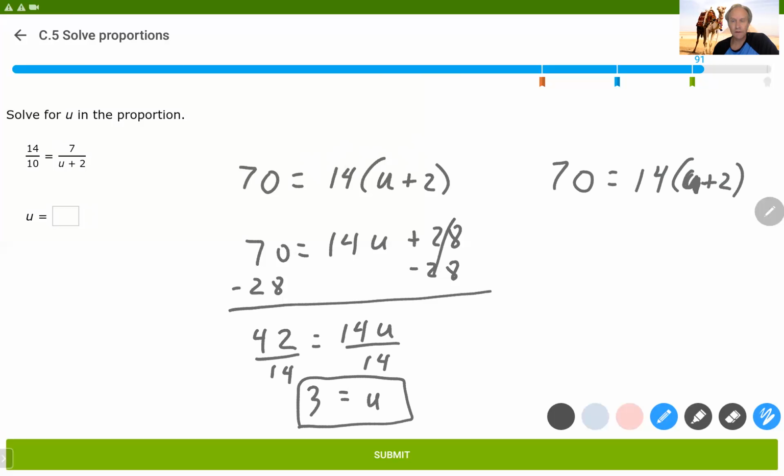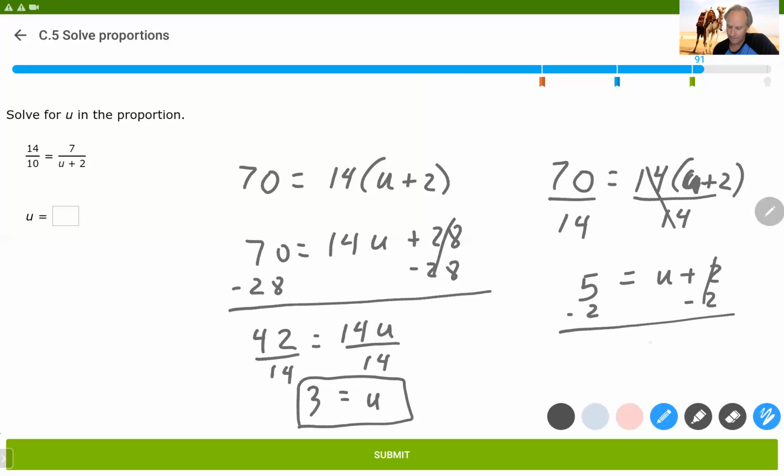In order to solve it, I want to undo those steps. So I'm going to divide by 14 on both sides and get 5 is equal to u plus 2. And then I'm going to subtract the 2. And I think you can see that this is quite a bit simpler. And of course, you get the same answer either way.